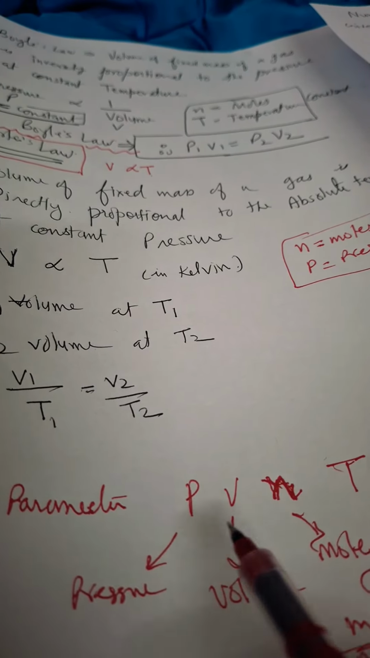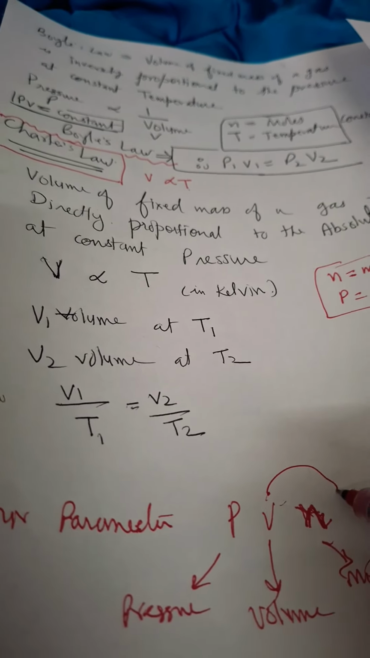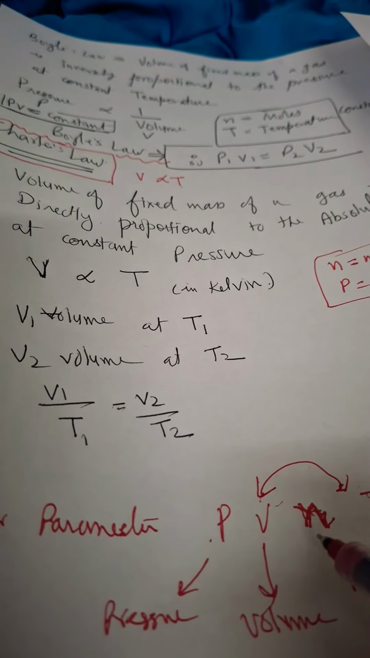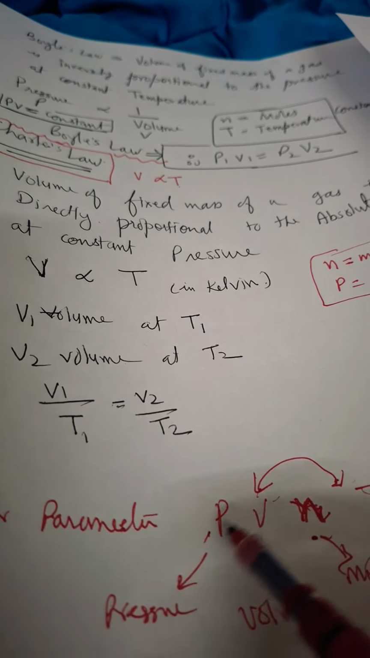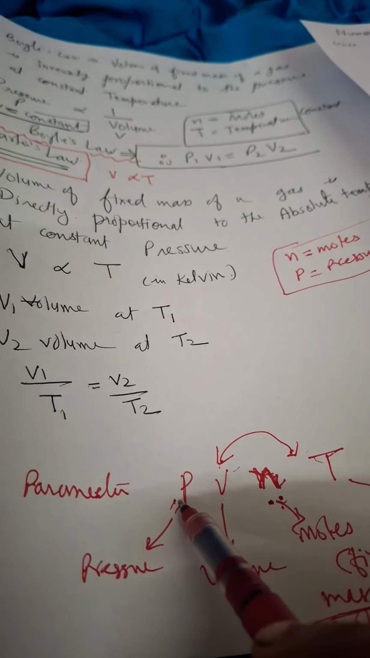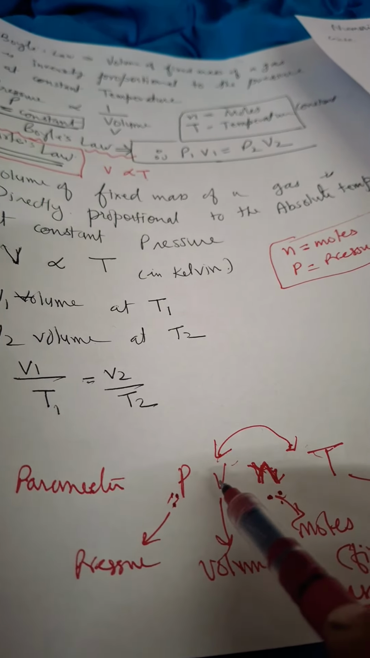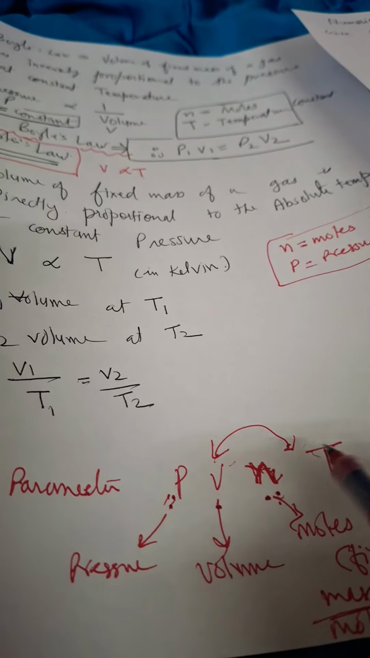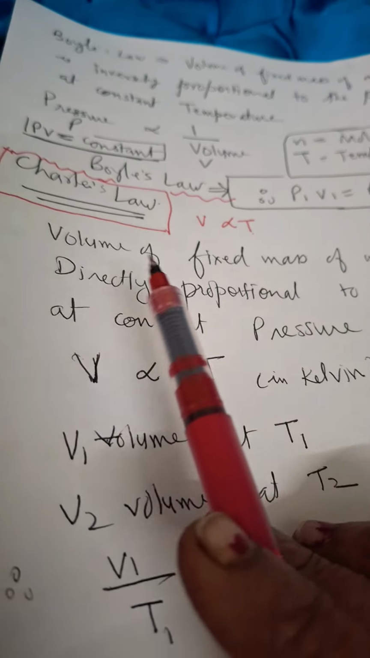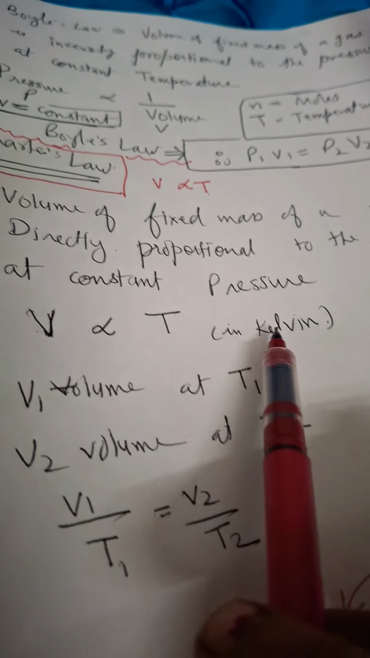And then when volume and temperature are related, they are directly proportional to each other. Okay, so at that time P and n are constant. Means pressure and number of moles are constant. That is a fixed mass of the gas at fixed pressure. At that time, the volume of the gas is directly proportional to the temperature of the gas at that moment. So V is directly proportional to T.